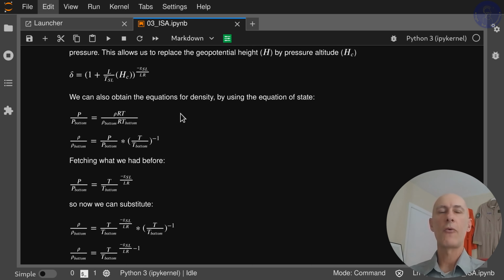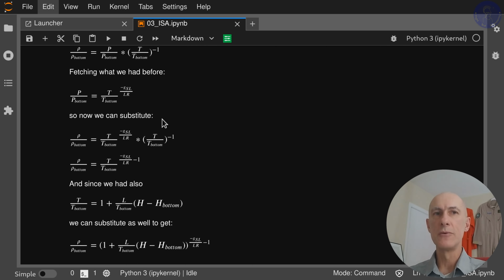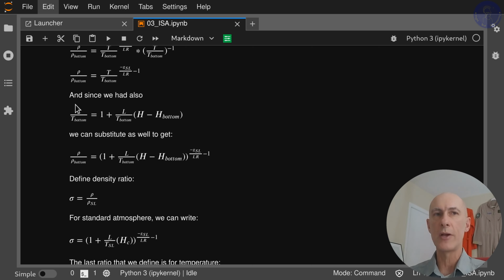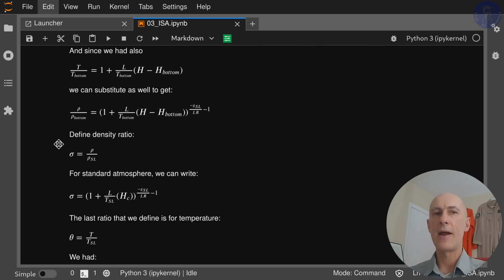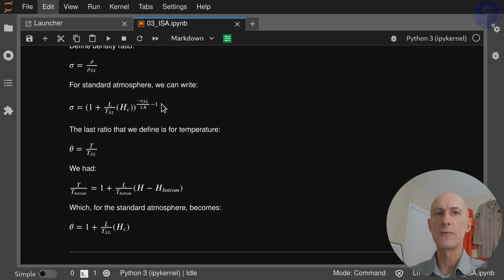We can also obtain the equations for density by using the equation of state. So it's the same idea, P over P bottom. And now we can fetch what we had before as defined, and we substitute one into the other and end up with rho over rho bottom. And since we already had that equation from our lapse rate, we can substitute back. Again, define the density ratio sigma equals rho over rho at sea level, and we can write the equation for the standard atmosphere with regards to density.